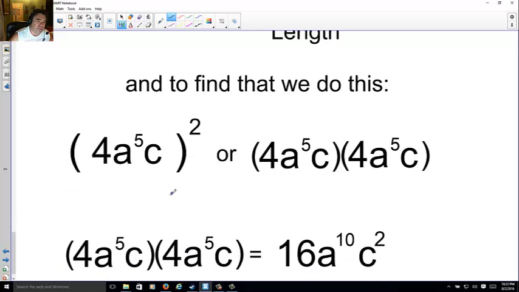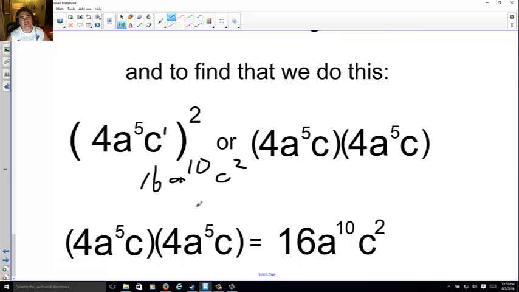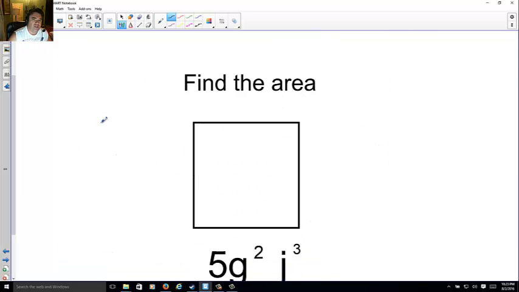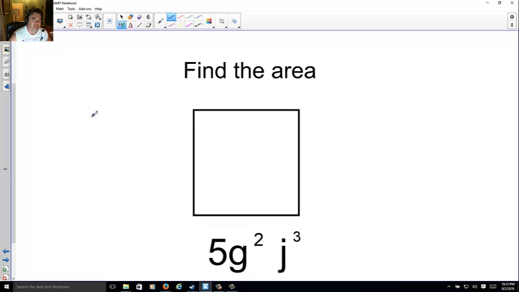Now for our purposes, we'll just take 4 squared and make 16. a to the 5th squared makes a to the 10th. c to the 1st, 1 times 2 is 2, so c squared. However you want to play it, it's up to you. Go ahead, you try. Find me the area, please.